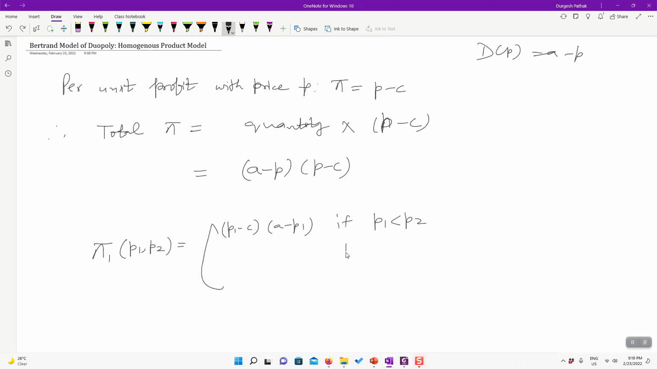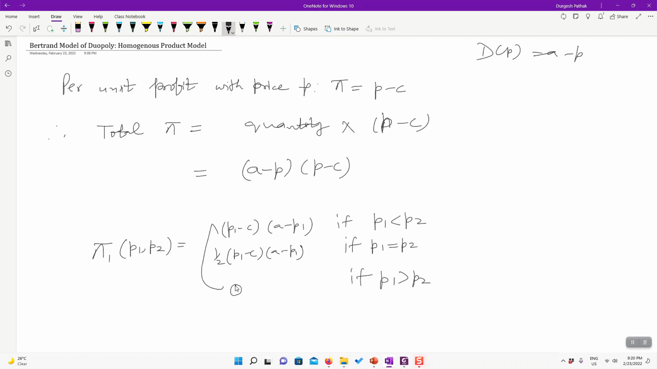On the other hand, if the other firm and my firm both are charging the same price, then both of us will share the market equally, because both of us are selling the same product. So this will be half of P1 minus C into A minus P1. And in case I am charging a higher price than the other firm, then no wonder my profits will be zero, because nobody will buy from me.